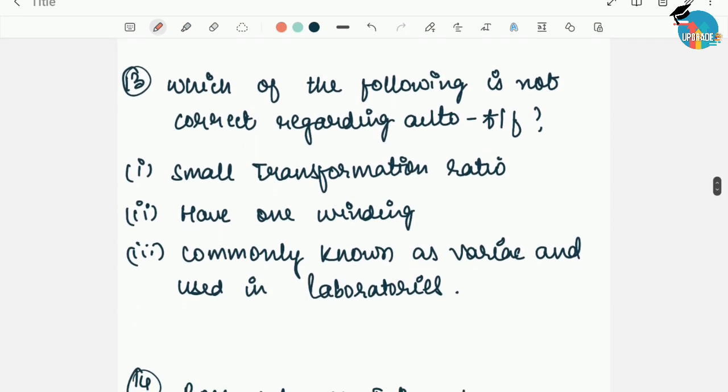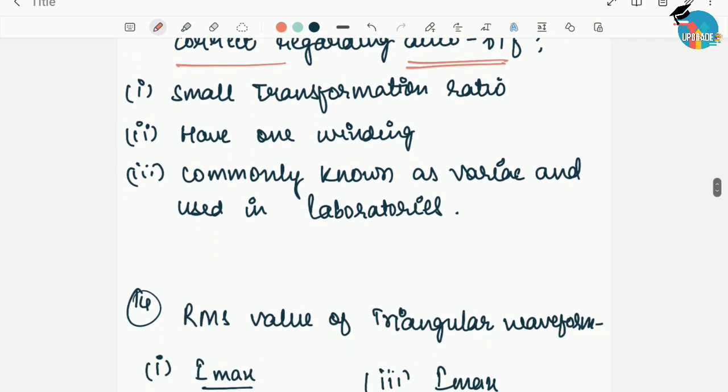The next question was, which of the following is not correct regarding the auto transformer? The options were small transformation ratio having one winding, and the third option was commonly known as Variac and used in laboratories. This type of question was asked regarding the auto transformer.